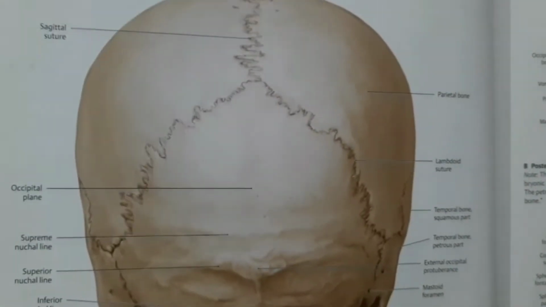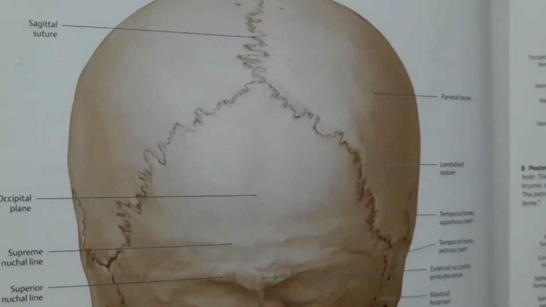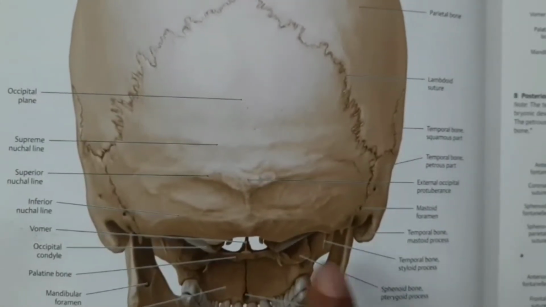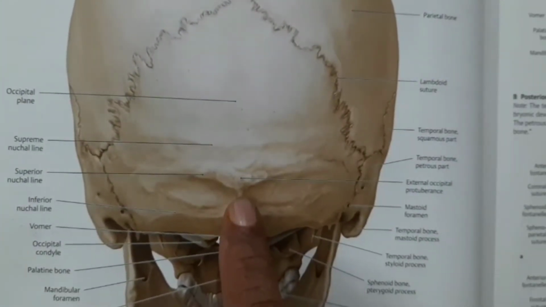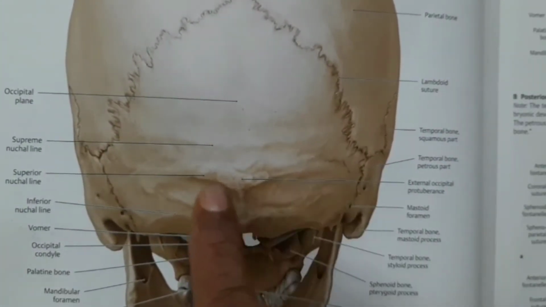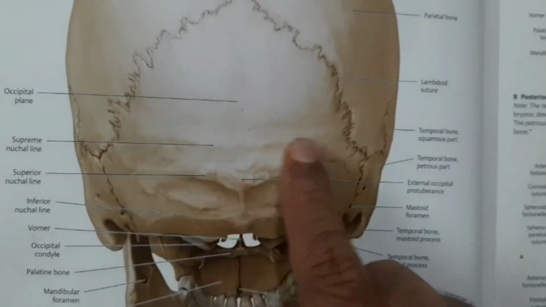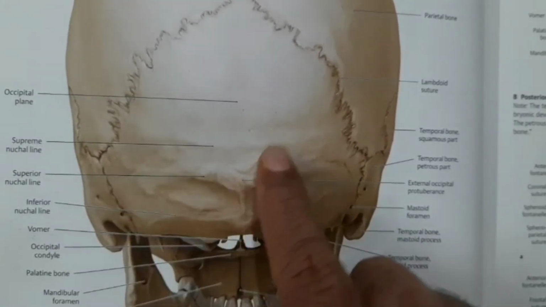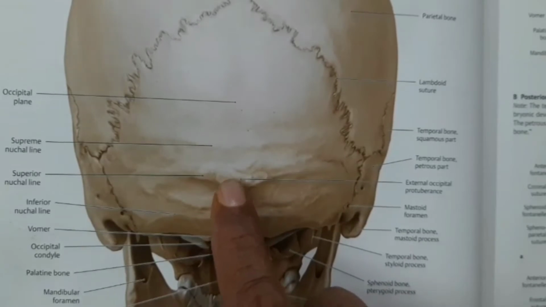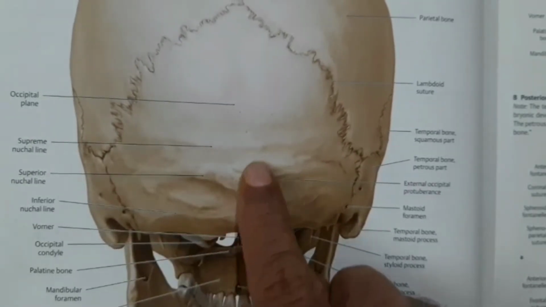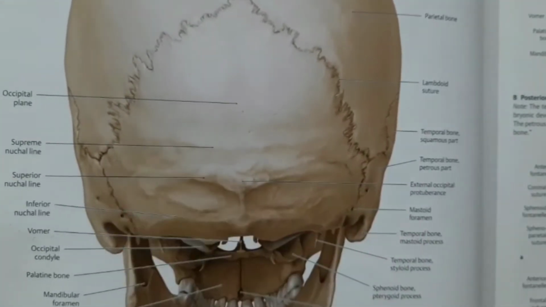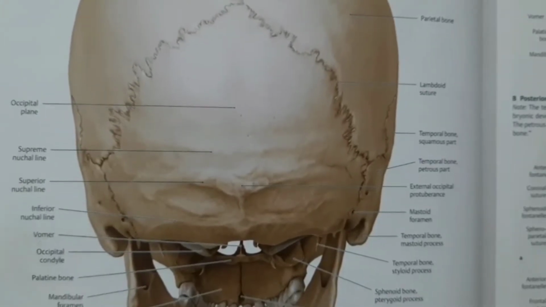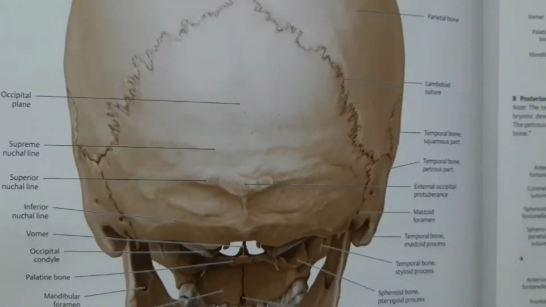On the posterior aspect, this is the external occipital protuberance, from where the superior nuchal lines extend. Then arch-shaped faint lines also go from the external occipital protuberance. These are called the highest nuchal lines.